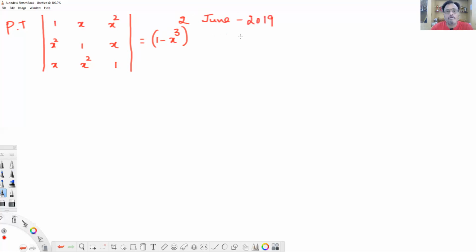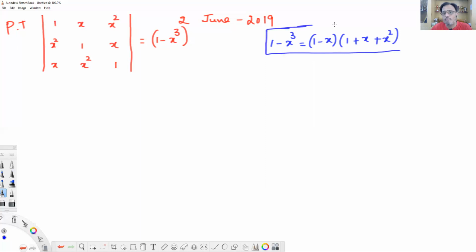But here we must first know the a minus b whole cube formula. I'm going to write this formula here. Just note it down. This is the formula: 1 minus x cube, that means 1 cube. The a cube minus b cube formula is what? It is (1 minus x) into (a square plus ab plus b square), that is 1 plus x plus x square. So 1 means 1 cube I have taken. This is the formula, and definitely I'm going to use it: 1 minus x cube, or 1 cube minus x cube.